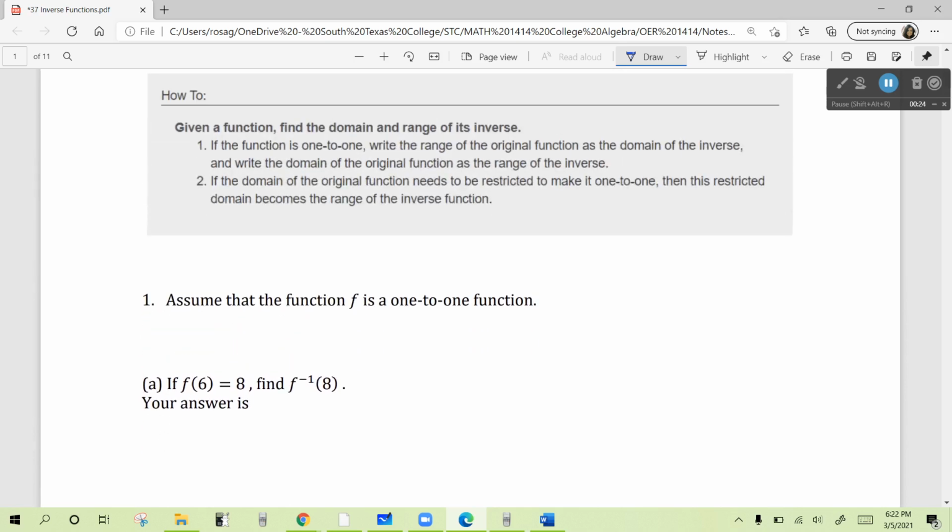And the function has to be 1 to 1. That just means that for every x, there's a unique y. The y's don't repeat. So the y's and the x's, each of them are matched to a different one.